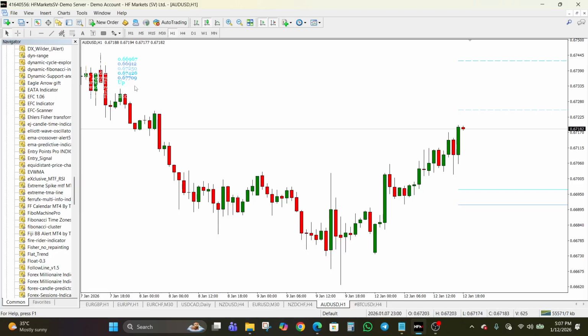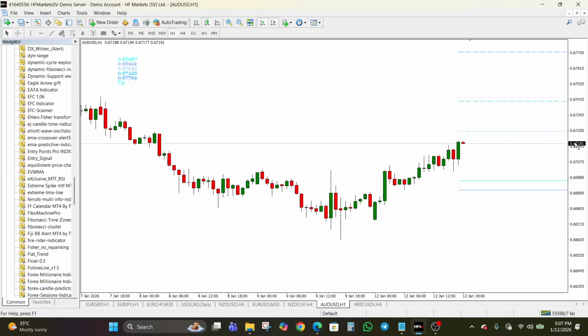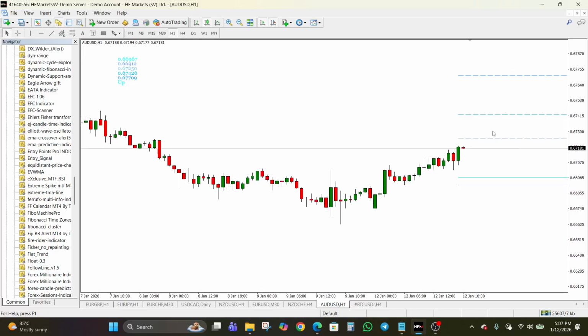so you can see that it's giving you the direction of the trend up. So the trend is currently bullish, and you can see these important levels being plotted. So you can consider these as your take profit targets.